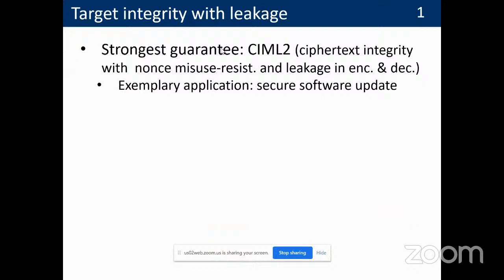So the goal of Spook, essentially what we wanted to do, is to design a mode of operation that is both lightweight and has good features for side channel security. And for integrity, we wanted to reach the strongest possible guarantee, which is ciphertext integrity with non-misuse resistance and leakage in encryption and decryption, which means we cover all possible attack paths. And well, an exemplary application for that is secure software updates.